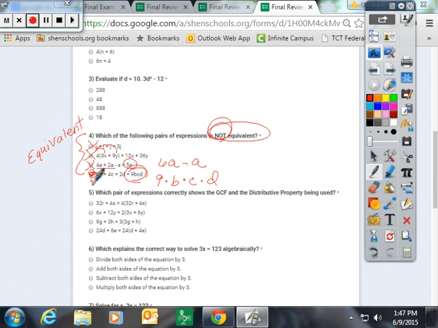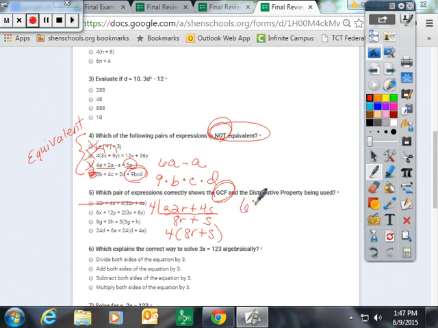Which pair of expressions in number 5 correctly shows the GCF and the distributive property being used? That's the important part right there, GCF. If you forgot this, which I hope you didn't because it's such good math, you can use each one of these expressions in the ladder method. I divide both of these terms' coefficients by 4. 32r divided by 4 is 8r. 4s divided by 4 is 1s. So if I correctly pulled the GCF out of that first one, it should be 4 times the sum of 8r and s. Not true.